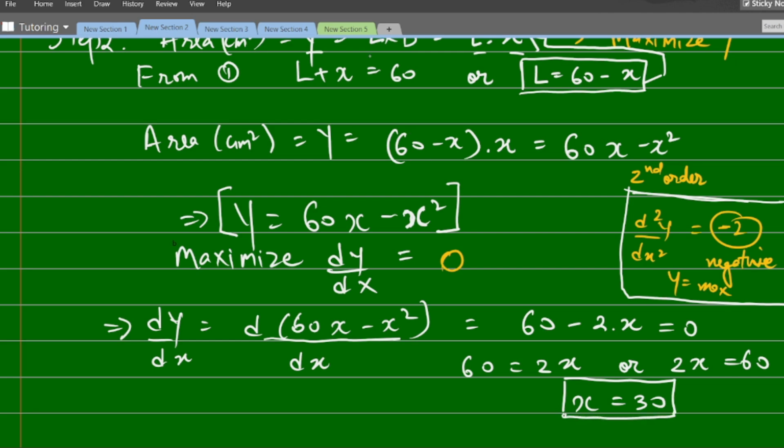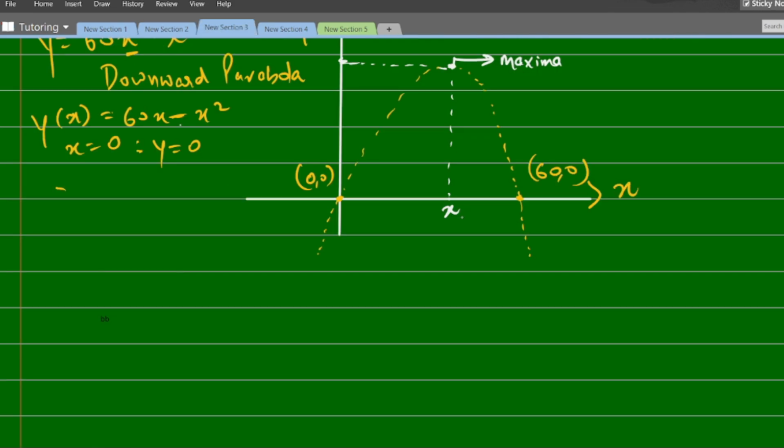Now let's go back to the graph. So for x is equal to 30, this point, let's call it (30, 0), which happens to be the midpoint, okay? y is x times (60 minus x), which is 30 times 30, which is 900 centimeter square.